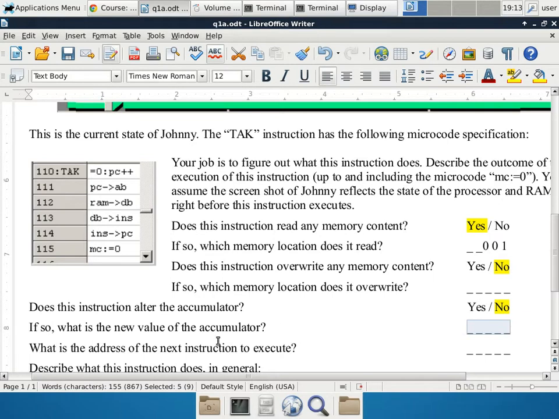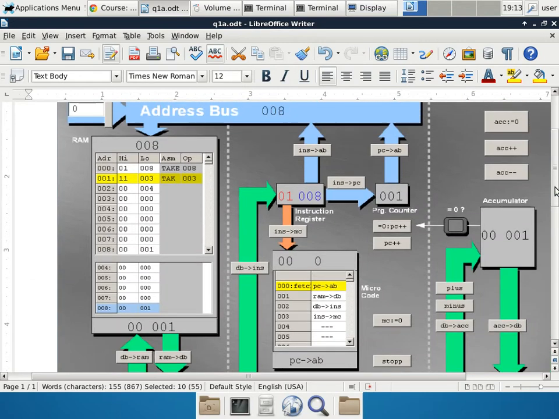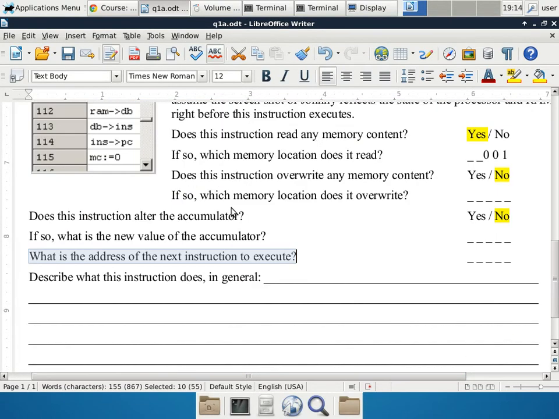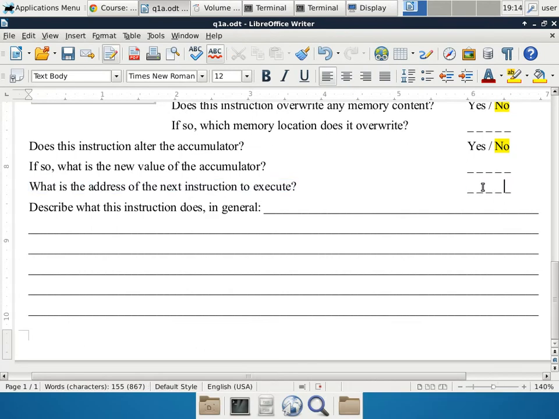And then the most tricky one, I think, is this one here. What is the address of the next instruction to execute? Now, I did not make this instruction tricky enough, so most people actually get this one right. Because when you look up the picture over here, with this instruction loaded into the instruction register, and with the instruction register loading the program counter, 003 turns out to be the next instruction. Okay? So if I go back here, I'm going to answer my own question. You have to answer this one with 003. All right?